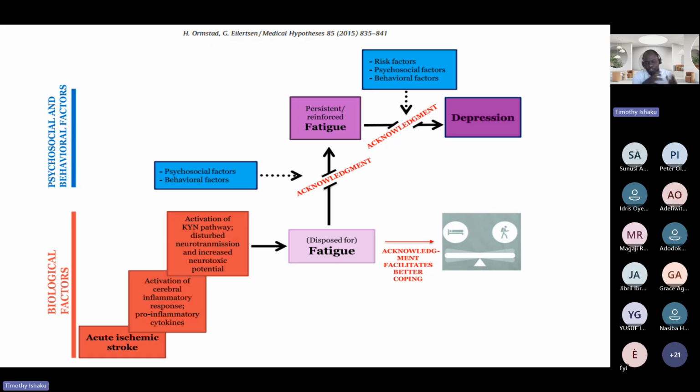So those stroke predisposes the patient to fatigue. That doesn't mean they must have it, but it makes them high likelihood of exposure to fatigue. Now, the next bit is these blue boxes, which is the psychosocial or behavioral factors.